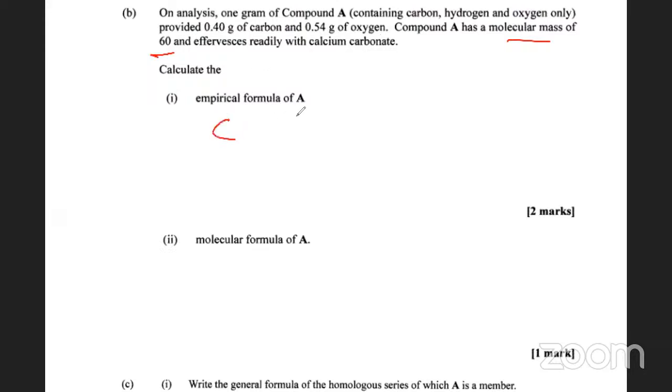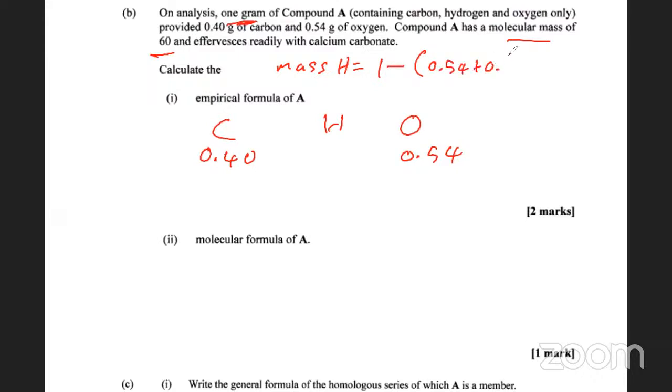Okay, the empirical formula of compound A. So it contains carbon, hydrogen, and oxygen. Mass of carbon is 0.4. Mass of oxygen is 0.54. The mass of hydrogen is equal to, they are using 1 gram of compound, so it would be one take away the mass of carbon plus oxygen. And you will get, calculated to be, 0.06. That is 0.06, all right?